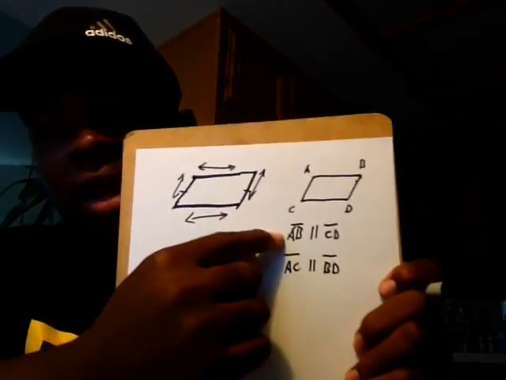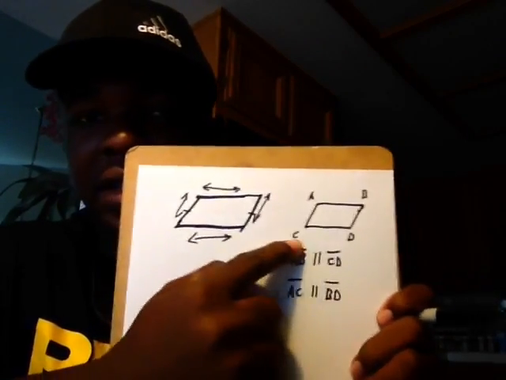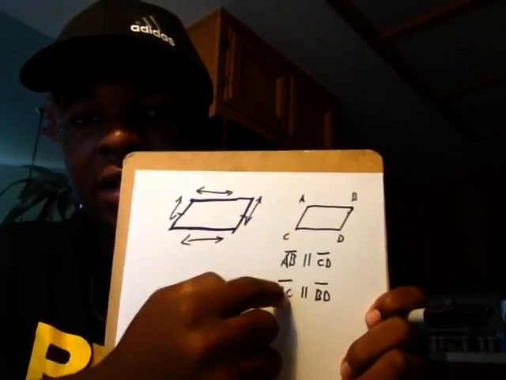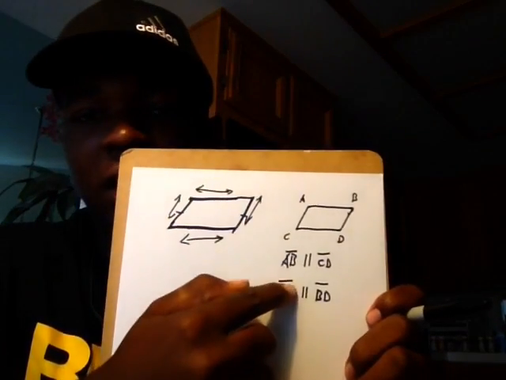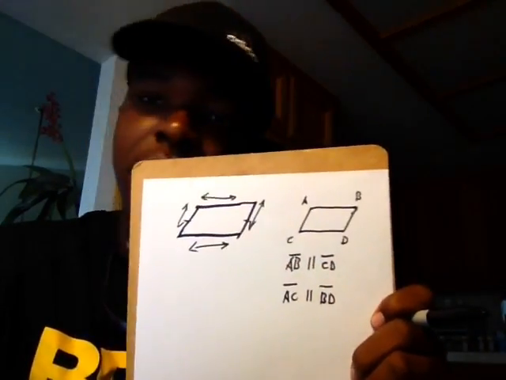You're welcome. Alright. So line AB is parallel to line CD. That's how you label it. Line AC is parallel to line BD. Parallel, you know how parallel has 2 L's in it? Basically, you write those 2 L's, and that's how you show parallelism.